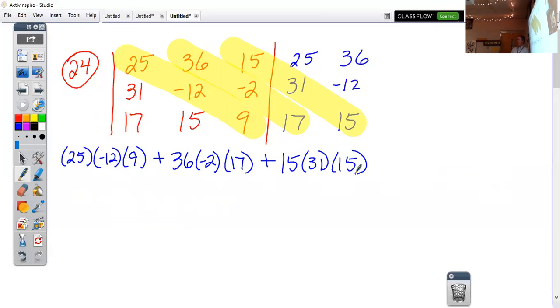Everybody see what I did there? Okay. Going in my diagonals, notice I added all those. Okay, now I'm going to go the other direction, but this time I'm going to subtract all of them. Okay, has everybody got those? I'll give you a second.